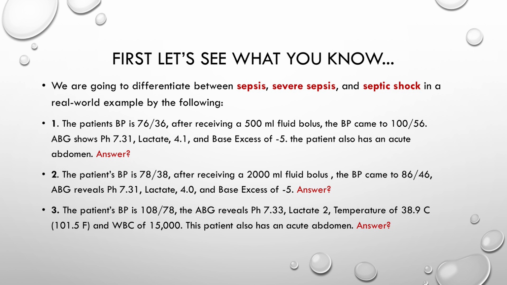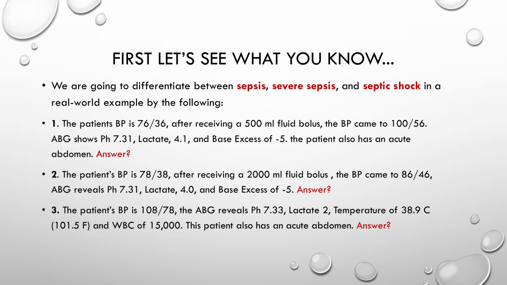Number 2, the patient's blood pressure is 78/38. After receiving a 2,000 ml fluid bolus, the blood pressure came to 86/46. So even though more fluid was given, the blood pressure was less responsive. The ABG reveals a pH of 7.31, an elevated lactate at 4.0, with the same base excess. So what do you think the answer is for that? Sepsis, severe sepsis, or septic shock? Again, if you need more time, pause the video.